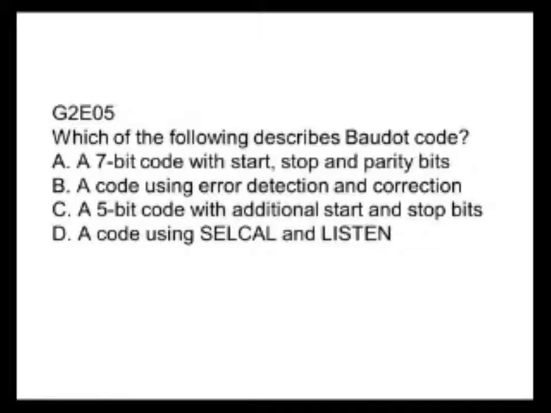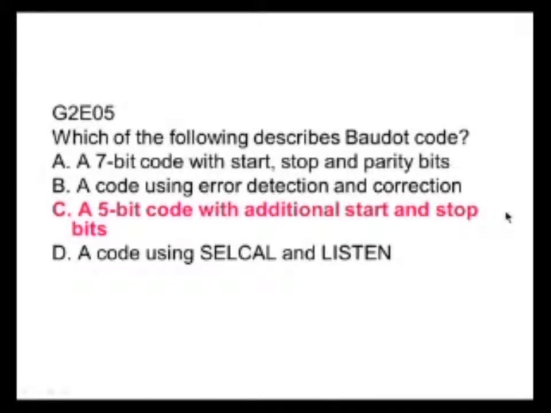Which of the following describes Baudot code? Baudot code is the old teletype code. It's a 5-bit code with additional start and stop bits. And it has some real limitations. One of them is that it does not distinguish between upper and lowercase characters. Everything comes in uppercase. So when they went with a code with more bits to it, then they could do upper and lowercase and other symbols.